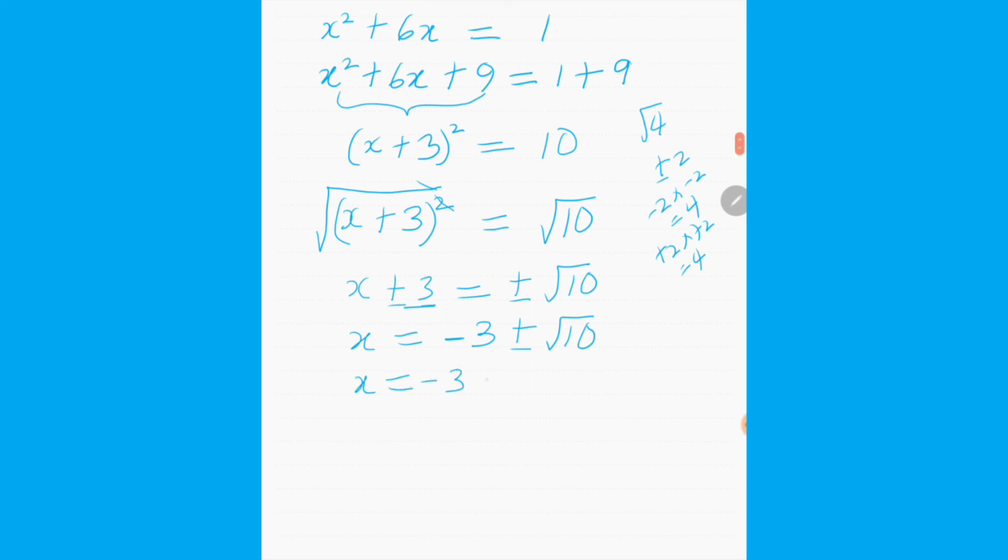If you split the plus or minus, you have minus 3 plus root 10, or minus 3 minus root 10. You can leave your answer like this if you don't want to use a calculator. But if you want to use a calculator, you can find the value of root 10 and continue with the work.